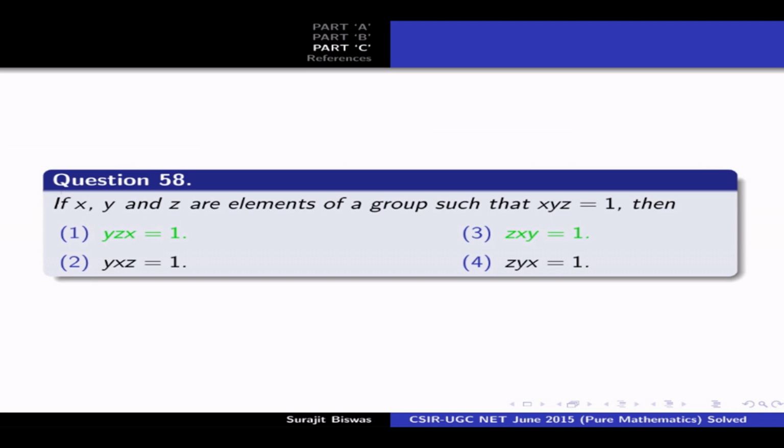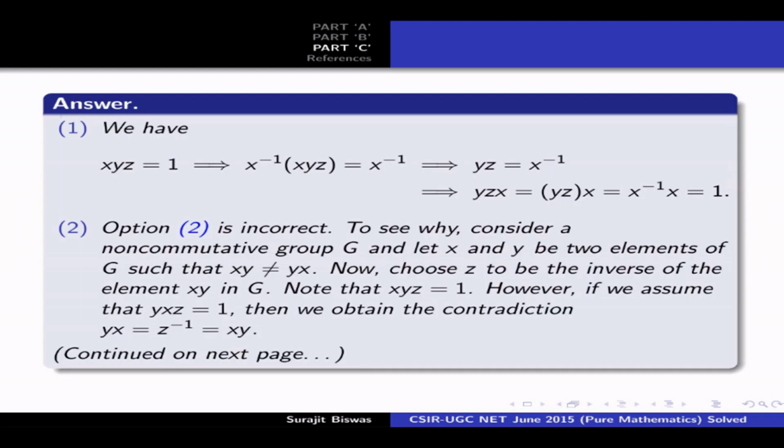Next question. If x, y and z are elements of a group such that xyz equals 1, which of the following are correct? First we'll show that yzx equals 1 is correct. So how do we get this? We have xyz equal to 1.